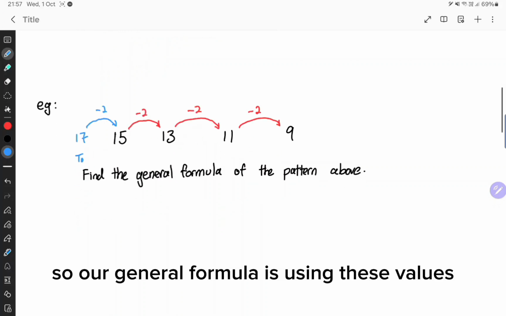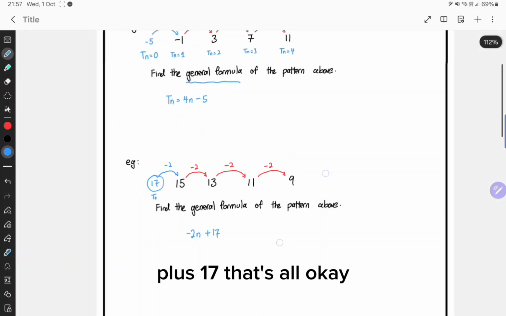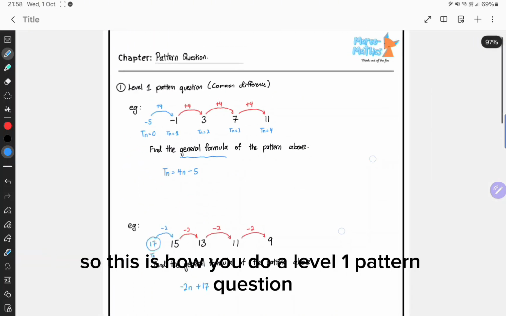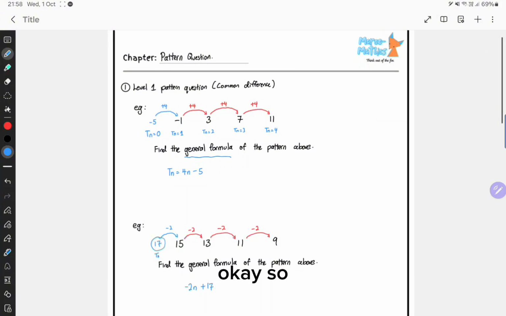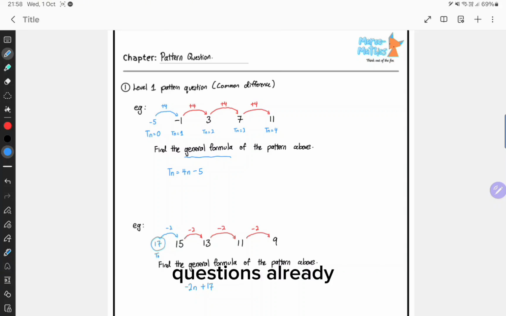So our general formula, using these values, is -2n plus 17. That's all. Okay, so this is how you do a level 1 pattern question. Once you know how to do this general pattern for level 1, you'll be able to do your part C and part D questions already.